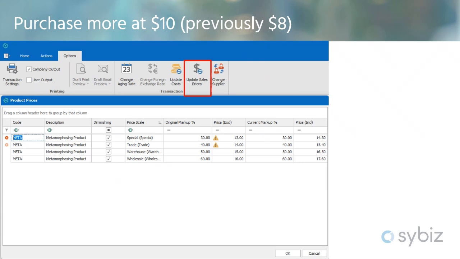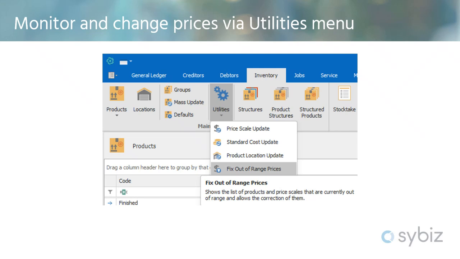Obviously that's not going to suit every organization, where the person processing the purchases may have nothing to do with prices. That's someone else's job to do later, and in that case you have the ability to monitor and change your prices via the utilities menu. You can go to fix out of range prices, and that will give you a whole list of your products and price scales that are currently out of range, and then you can go through and modify them en masse to bring them up to spec.